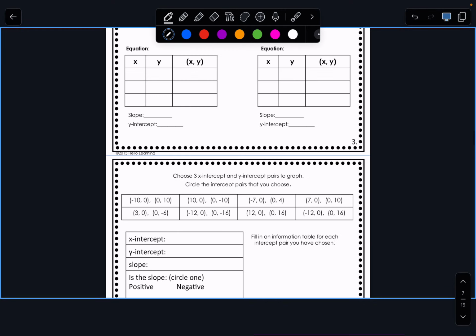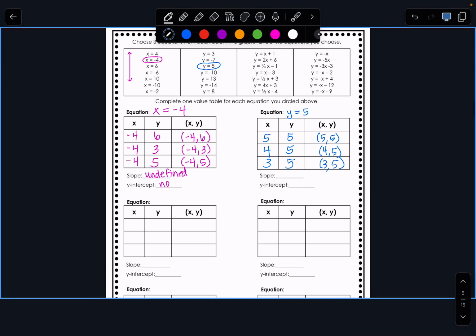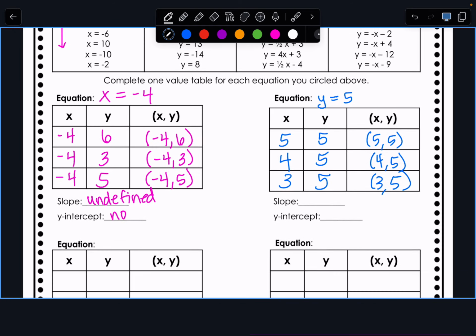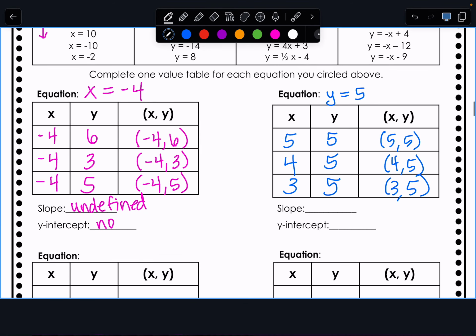Back to our packet. What is our slope? A 0. Yeah, connect the lines. Our slope is 0. And if the y's are always 5, what is our y-intercept?